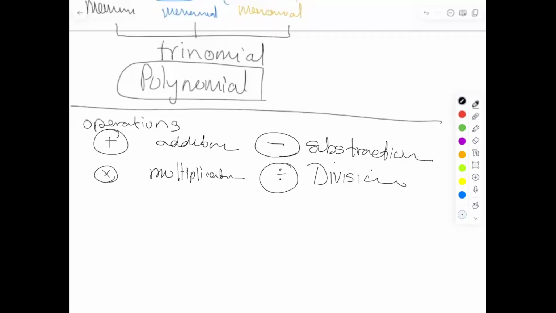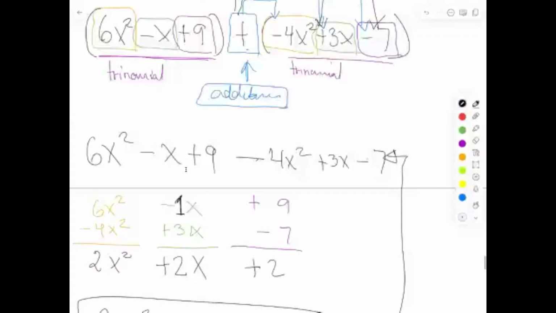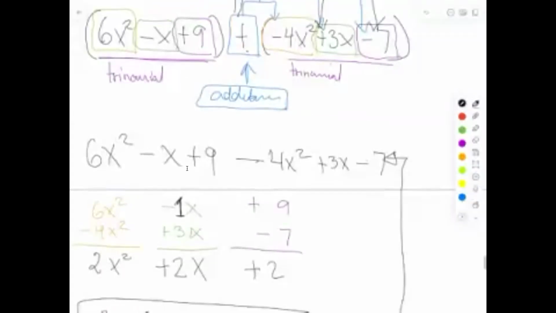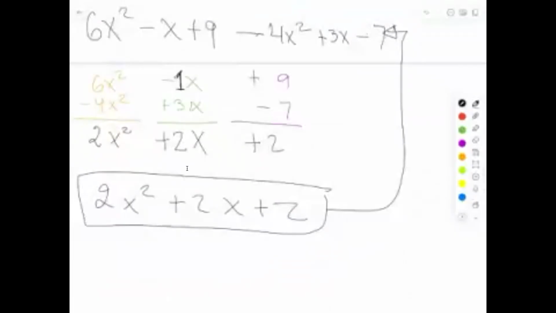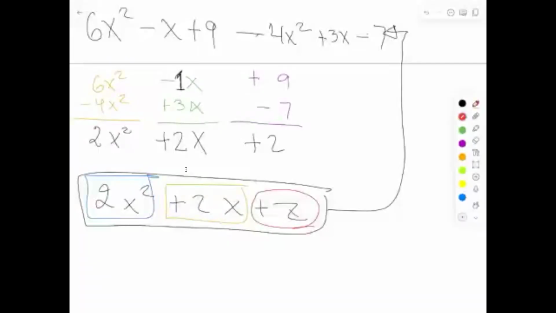This is the answer for when I am adding two trinomials. This would be my answer, right? Now, let me ask you a trick question. Can I combine these? No. Why not? Because the exponents are different. You see the power here? This is a 2. This is a 1. Cannot do anything like that.